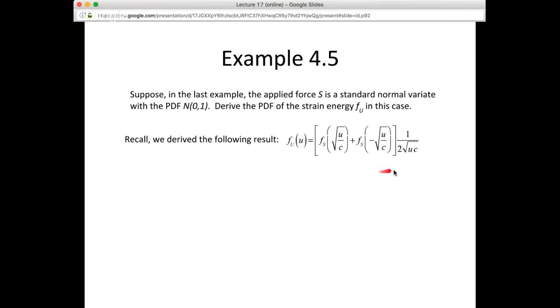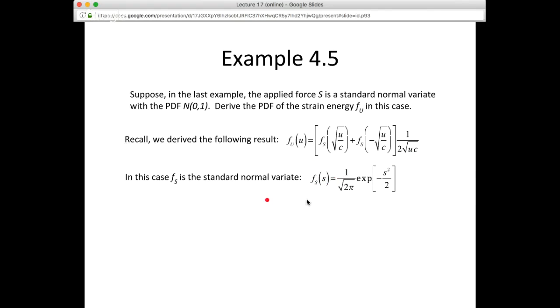And recall where we got to, the point where we had to actually evaluate the PDF for S, was this result here. Everything else is the same up to this result, where we're basically saying that the PDF for U is going to be the sum of these two different PDFs, one evaluated at square root U over C, the other one evaluated at the negative of that, times the derivative of G inverse with respect to U.